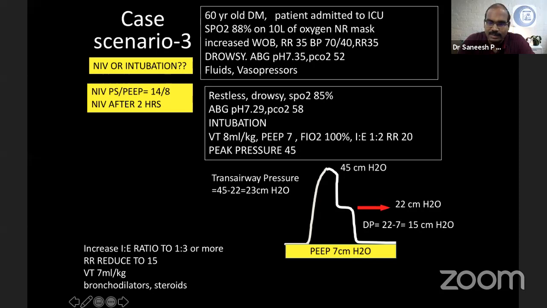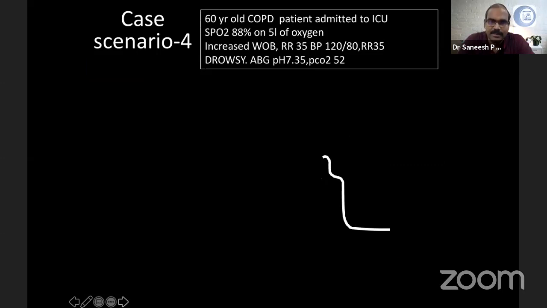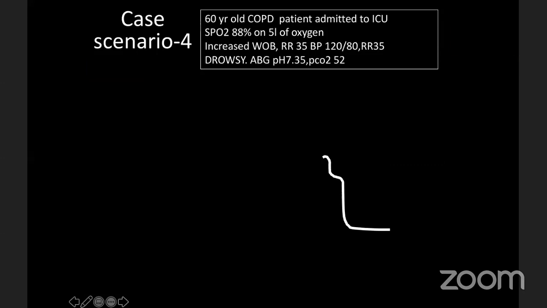So in this scenario, we found that the trans airway pressure is high. So we tackle the airway resistance issue. What we are finding is an expiratory flow limitation.